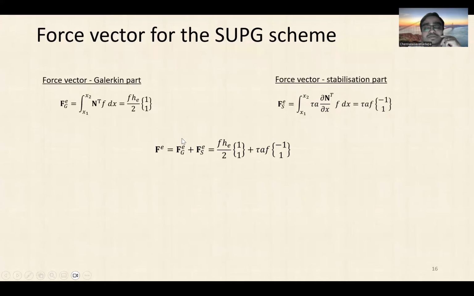Okay, so the total force vector for the element is the sum of the Galerkin part and the stabilization part. We don't need to add these two terms now. We can implement it directly in the code.